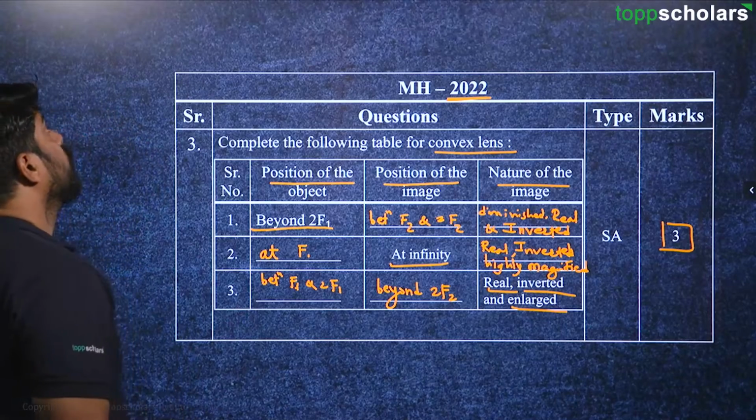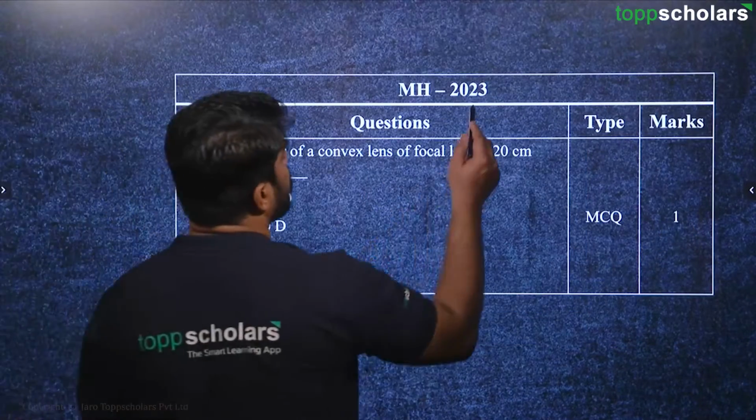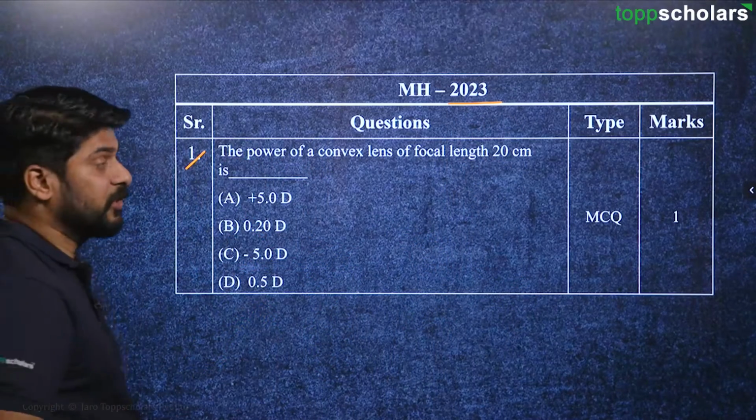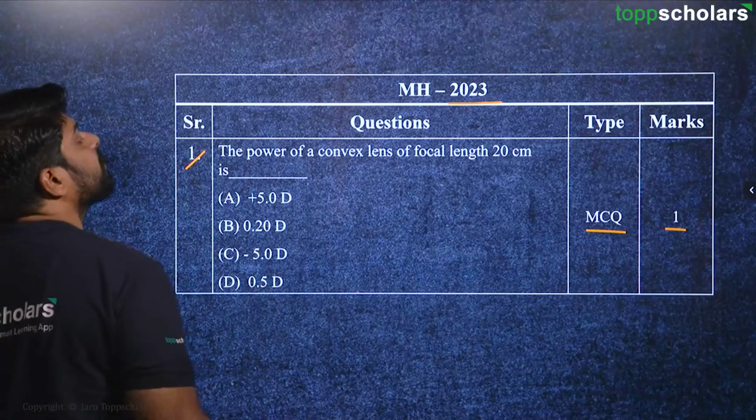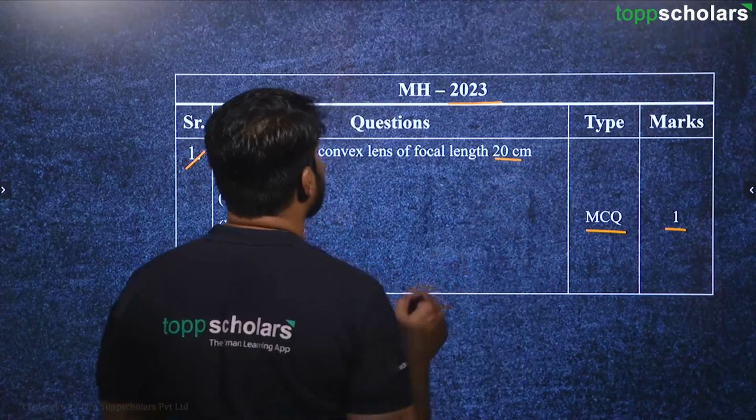Okay, moving on to the next question. Now we are into the year 2023. Okay, that means last year. Now this is MCQ for 1 marks. The power of a convex lens of focal length 20 centimeter is what?